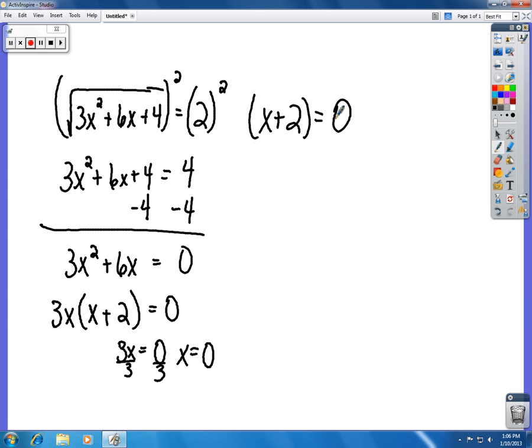So now, if I solve this expression for 0, x plus 2 equals 0.